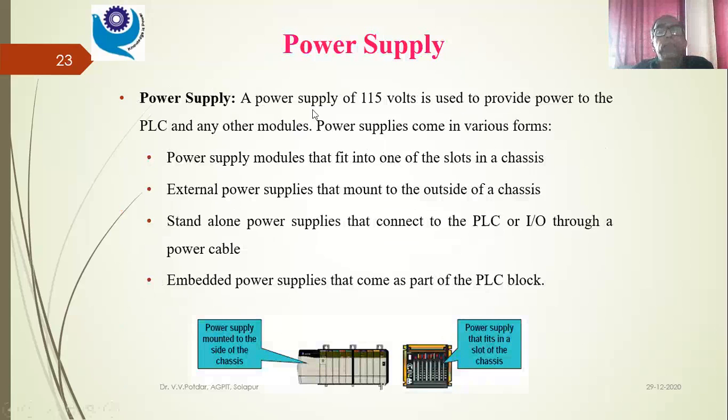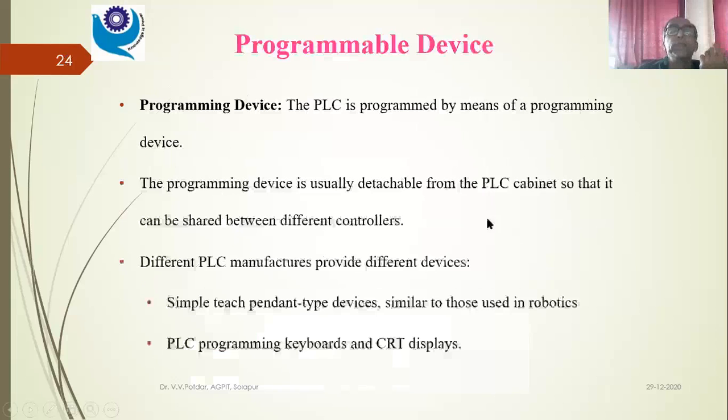The power supply: a power supply of 115 volts is used to provide power to the PLC and any other modules. Power supplies come in various forms. Power supply modules fit into one of the slots in the chassis of a PLC box. External power supplies mount to the outside of the chassis. Standalone power supplies connect to the PLC or input-output through a power cable. Embedded power supplies come as part of a PLC block. Or a switching mode power supply, like we use in a computer. A similar sort of thing is there for the PLC power supply as well.